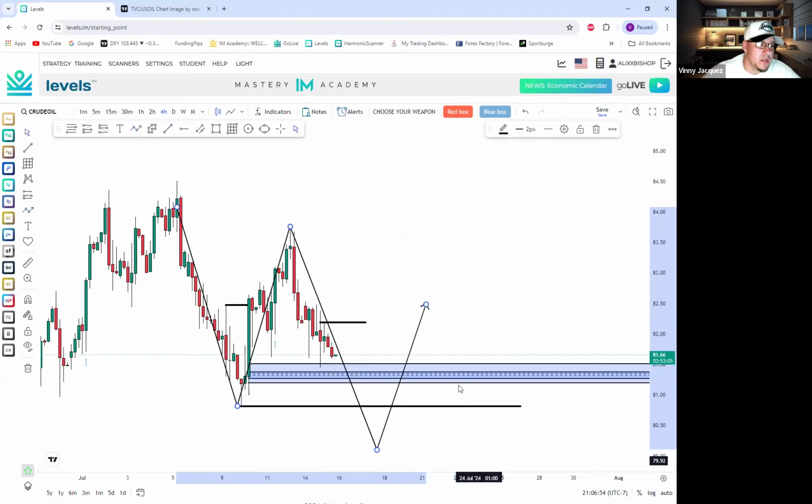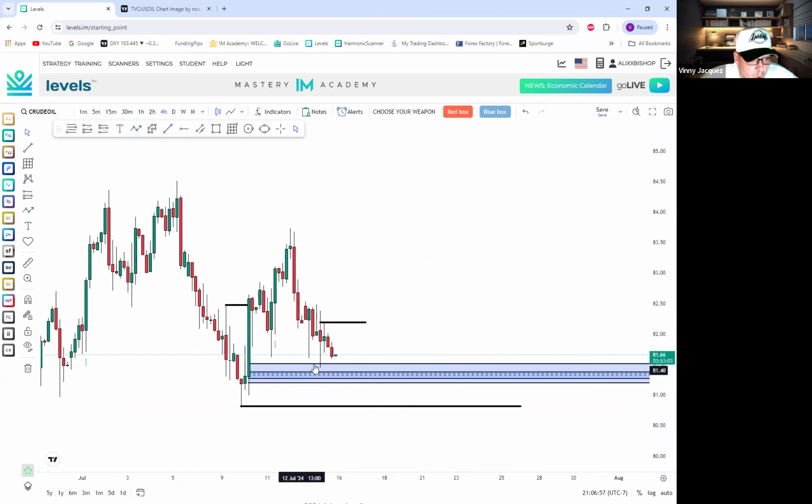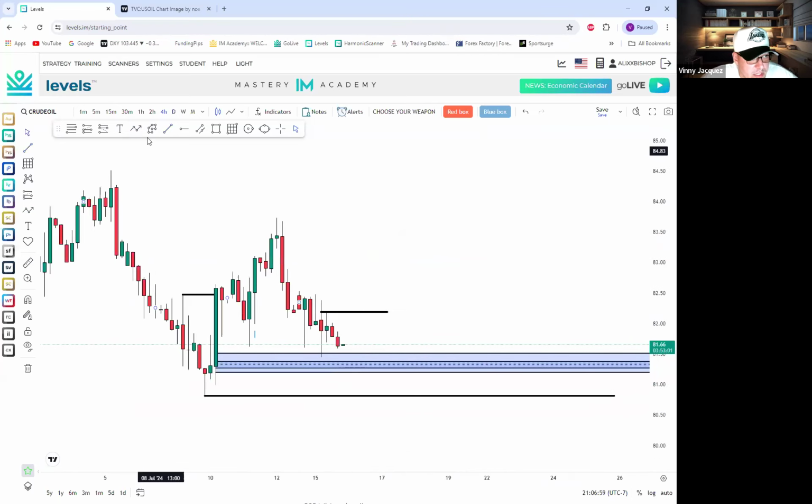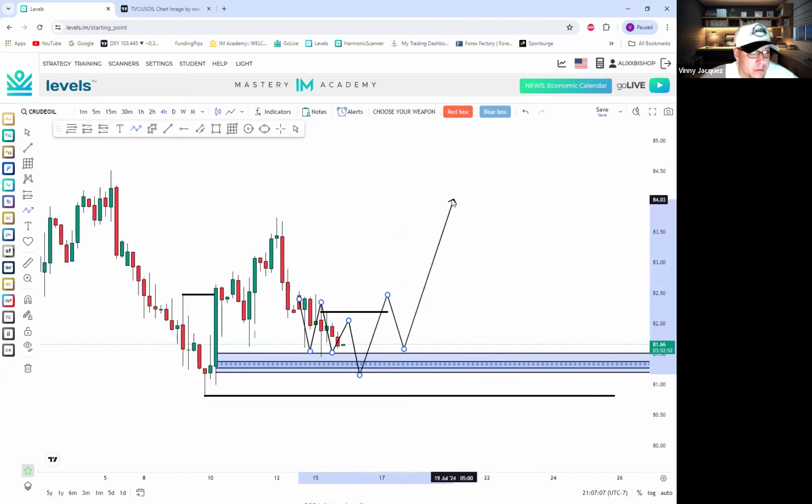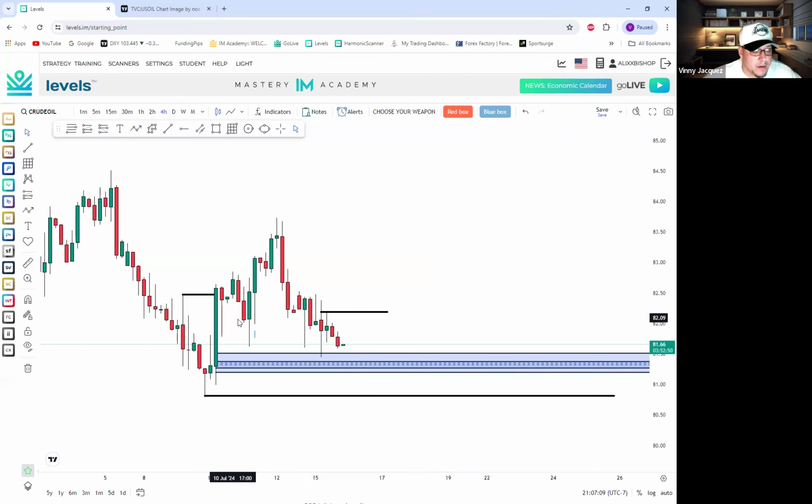Does that make sense? So as of right now, this zone is holding up, right? It's looking ugly right now, but if we have something that looks like this and we change character, well, then buys are still in order, right? They'll leave that zone down there for later, right?